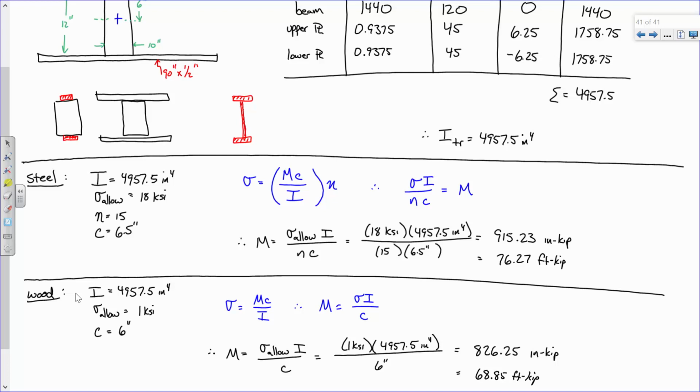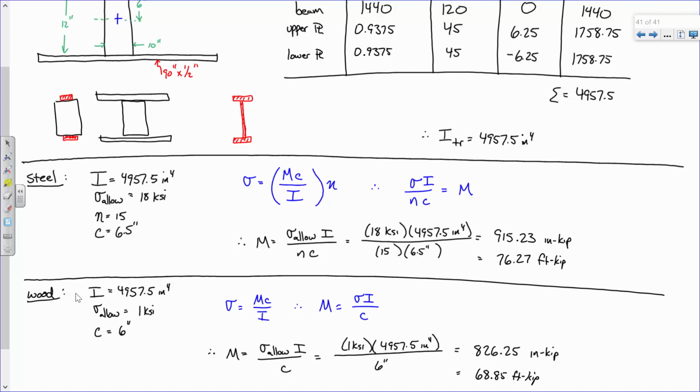Think about it like this. Here's my beam. Let's say I put 50 foot kips of moment. Is it safe? Well, I would say yes, because we haven't exceeded this value and we haven't exceeded this value. Now let's put 60 foot kips of moment. Is it safe? Yeah. We haven't exceeded that. What about 70?